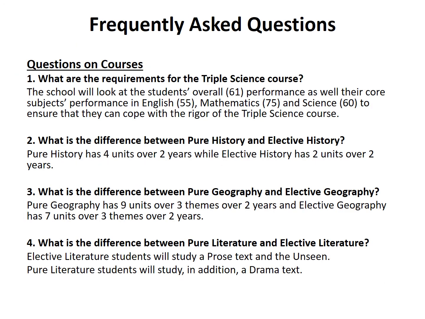What are the requirements for the triple science course? The requirements are minimum overall performance 61%, English 55, Mathematics 75, and Science 60. You may have questions about the differences between pure and elective humanities. There are a few videos prepared that explain in detail the requirements between pure humanities and elective humanities. Please go through them for a better understanding.